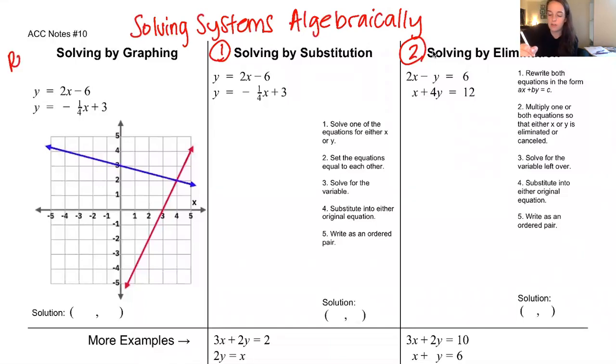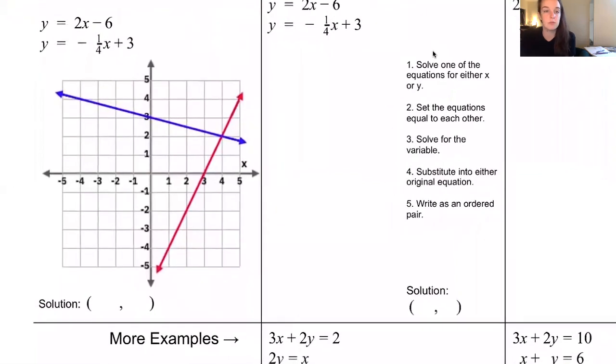I have just a little bit of a review here, which is solving by graphing. As you might remember, we can solve by graphing the two lines. I can see that I have the red line here as 2x minus 6, and then I also have the blue line here, negative 1/4 x plus 3. I know that a solution is where the two lines intersect, so it will be this point here. I'm going to label that with x and y. So I would have 4, 2. So I know that my solution is 4, 2 for this problem.